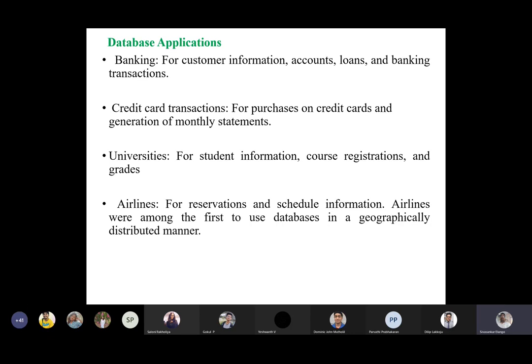Right? In airlines, they are used for storing the schedule information and for making reservations. The airlines were the first to use databases in a geographically distributed manner. So these are some of the applications of databases in different industries, namely banking and financial institutions, academic institutions, airlines, and so on.